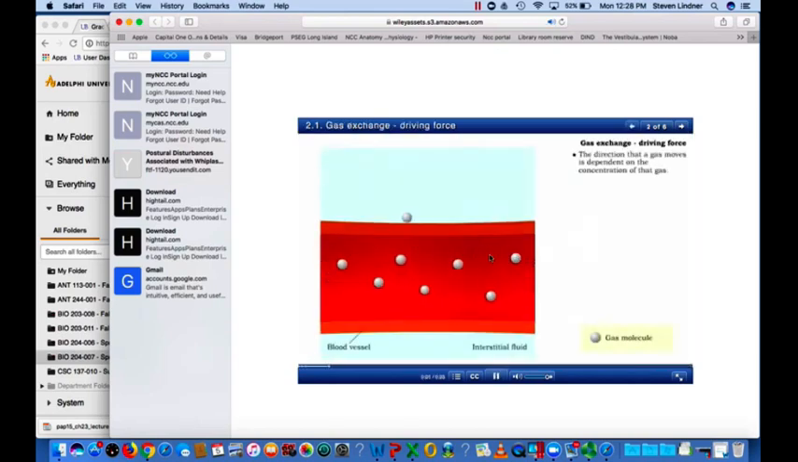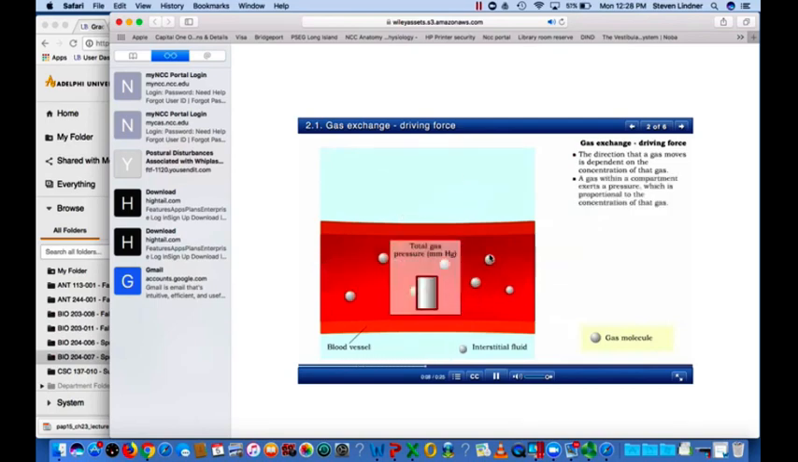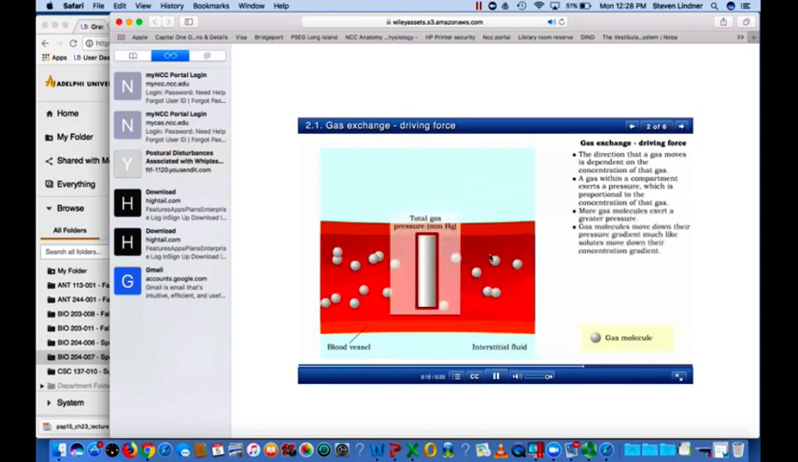The direction that a gas moves is dependent on the concentration of that gas. A gas within a compartment exerts a pressure which is proportional to the concentration of that gas. More gas molecules exert a greater pressure. Gas molecules move down their pressure gradient much like solutes move down their concentration gradient.